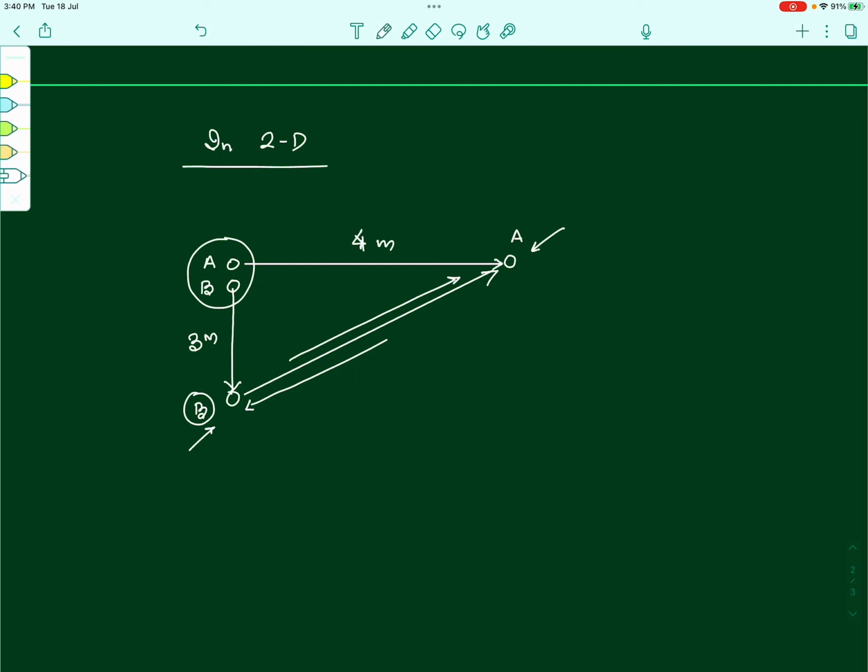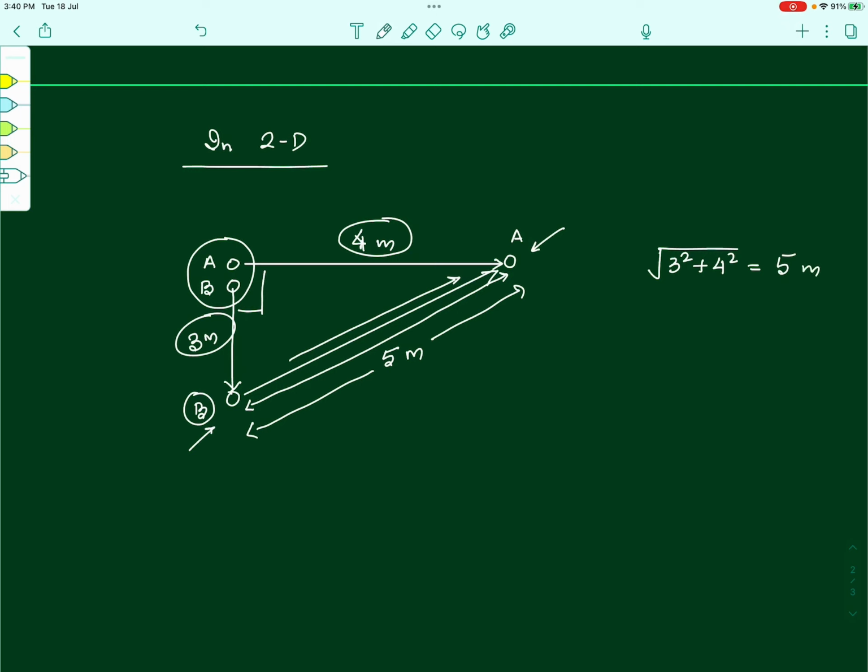This length that B sees A to have travelled will be actually 5 meters. This comes from the Pythagoras theorem. These two directions are perpendicular to each other, 4 meter and 3 meter. So this particular length will come out to be square root of 3 squared plus 4 squared using the Pythagoras theorem, which will give us 5, isn't it? So according to B, or as seen by B, A has actually travelled a distance of 5 meters. And not just that, according to B, A has not moved towards right.